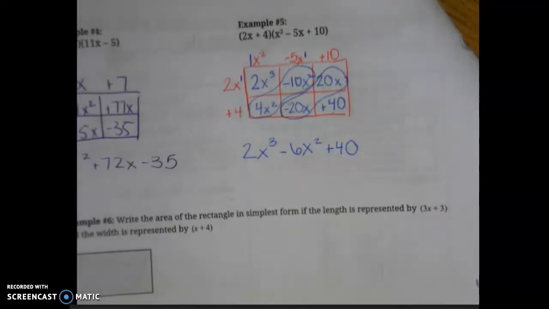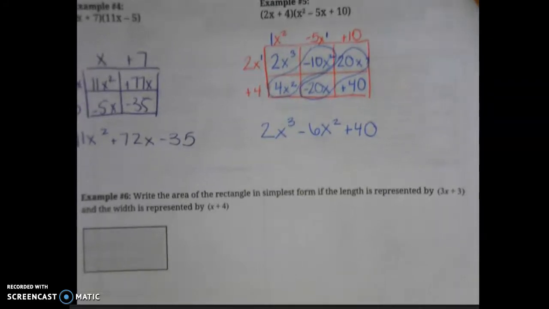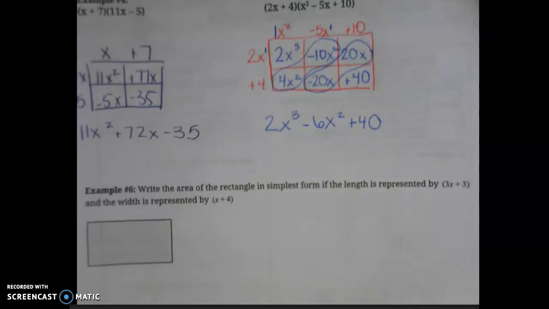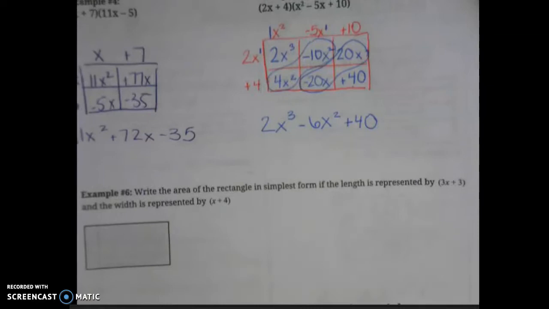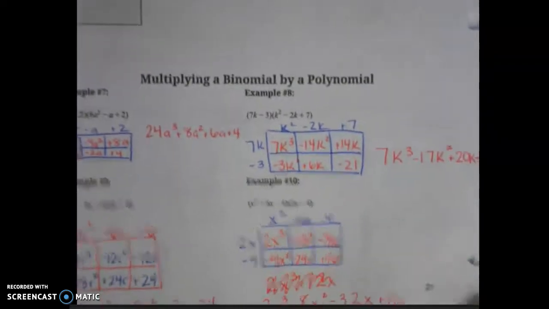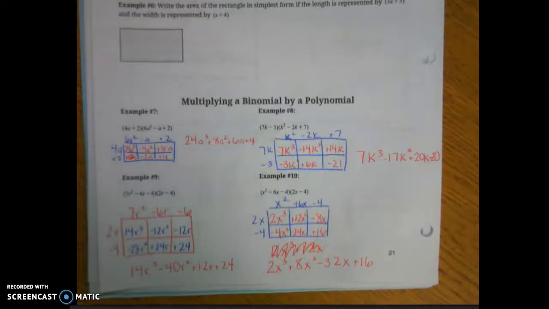Okay, so at this point, you're going to go down to the bottom where it says multiplying binomial times a polynomial. You'll try those 4 questions, and then come back and check your answers. So press pause right now, and I'll put the answers up in a second. All right, there you go. Those are your answers for 7 through 10. Send us a message if you have any questions.